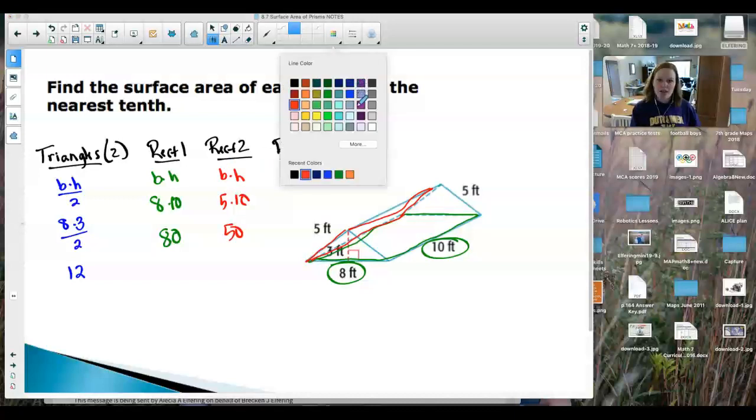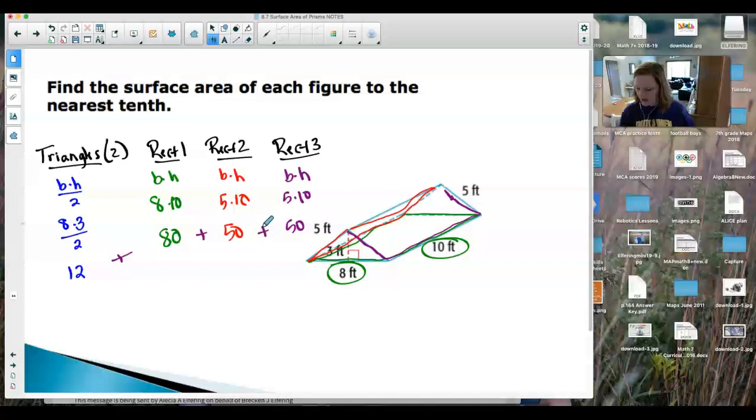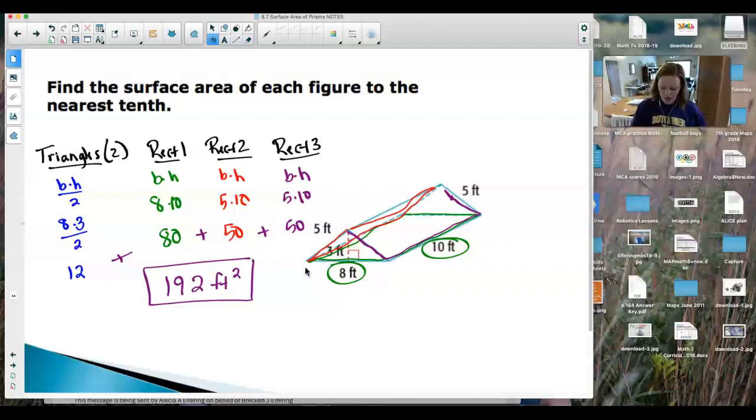And then we have one last rectangle, sorry. That's this front slanted rectangle here, and that rectangle is also 5 by 10. The drawing doesn't seem to want to work. So base times height, 5 times 10, is also 50. And we finish up by adding all of those things together. 12 plus 80 plus 50 plus 50 ends up being 192 feet squared. So that is the surface area of that triangular prism.